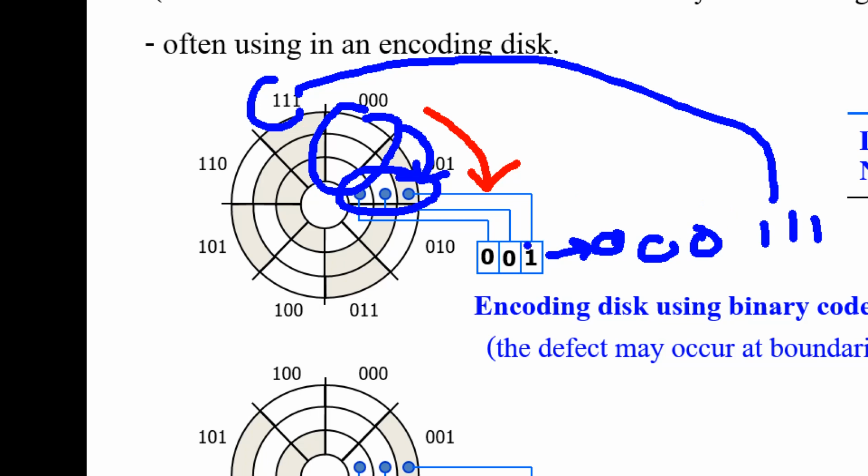Okay. Anyway, if this plate turns counterclockwise, what happens? This area will go to the next one, so it becomes 0 1 0, and the next is 0 1 1. So it's a different sequence of the output. That means now you can detect the direction of the rotating plate.